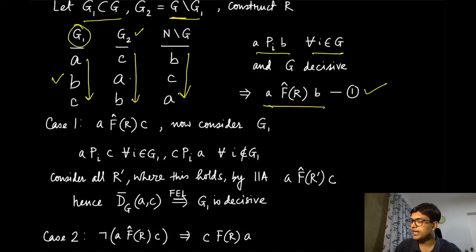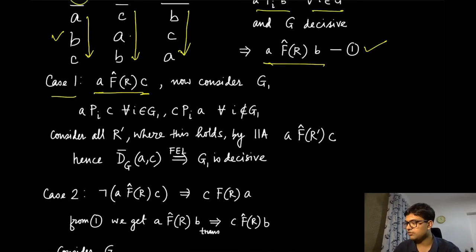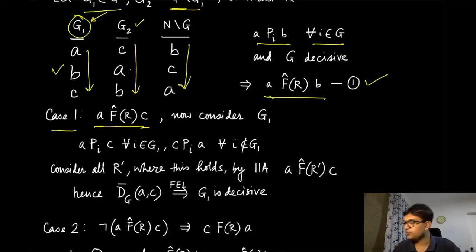The final outcome can either keep A strictly above C, and in that case, what we will show is this set G1 will be a decisive set. Because we have constructed it in such a way that both G1 and G2 are strict subsets of G, we are going to first show that in case 1, G1 is going to be decisive. In the other case, where A is not strictly preferred over C, that means C is at least as preferred as A, and in that case we will show that G2 is going to be decisive, and that will end this proof.